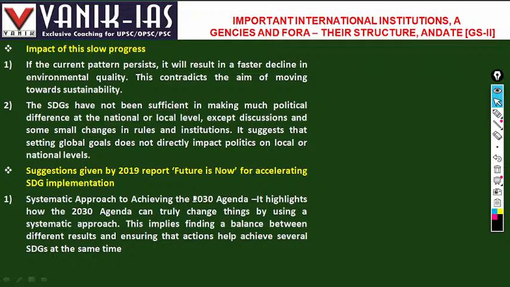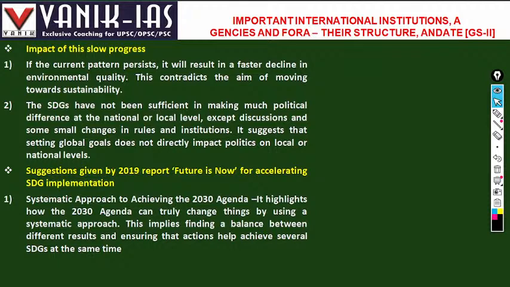Impact of this slow progress: if the current pattern persists, it will result in a faster decline in environmental quality. This contradicts the aim of moving towards sustainability. The SDGs have not been sufficient in making much political difference at the national or local level, except discussions and some small changes in rules and institutions. It suggests that setting global goals does not directly impact politics on local or national level.